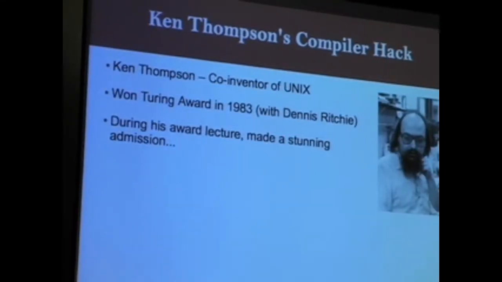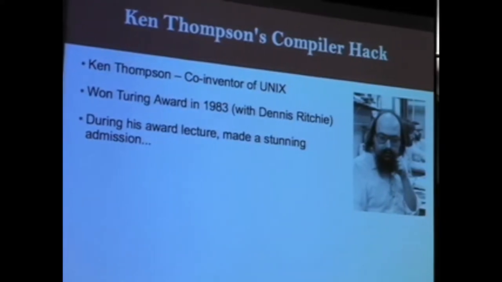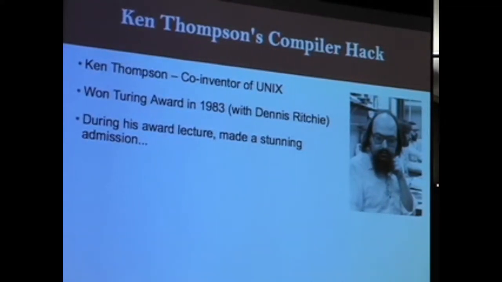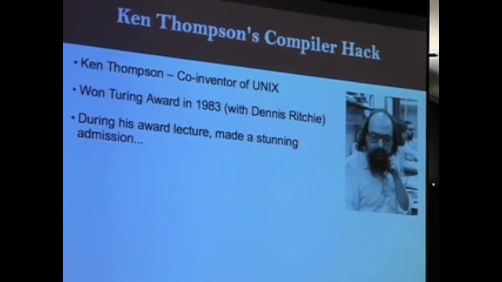I want to talk to you a little bit about a wonderful anecdote, and David's passed out Reflections on Trusting Trust. You should read this at some point. This is one of my favorite stories from computer science. Ken Thompson, that's a picture of him there. He's not as good looking as, for example, Professor Malan, but a pretty smart guy anyway. He co-invented Unix, which you use every day. In 1983, he won the Turing Award, which is like the CS version of the Nobel Prize. You win the award and then you give a lecture about something interesting that you want to talk about as part of the award ceremony.